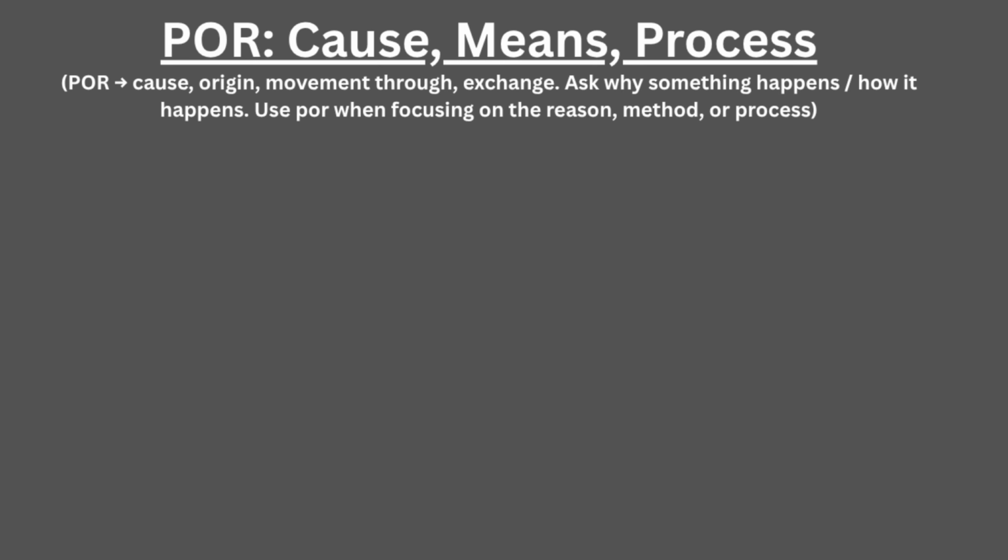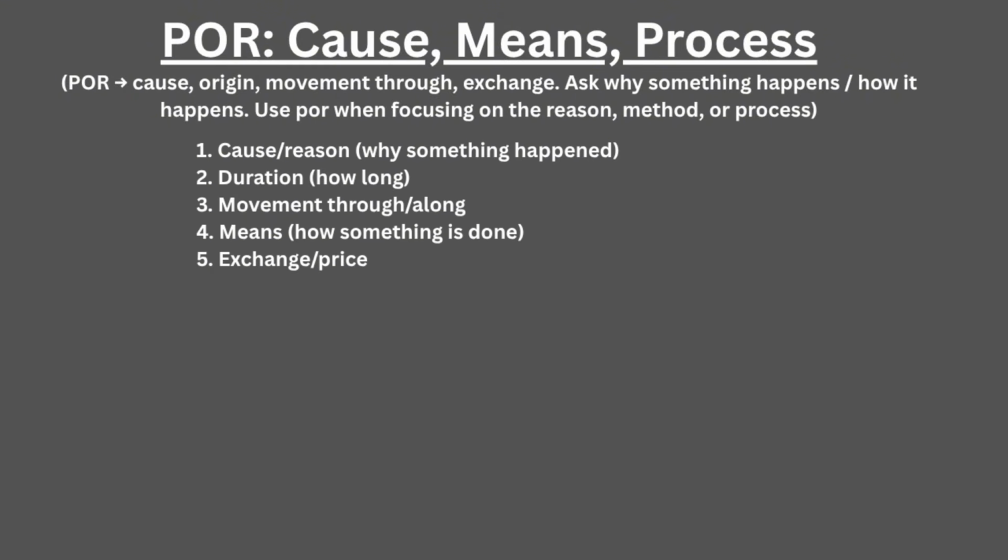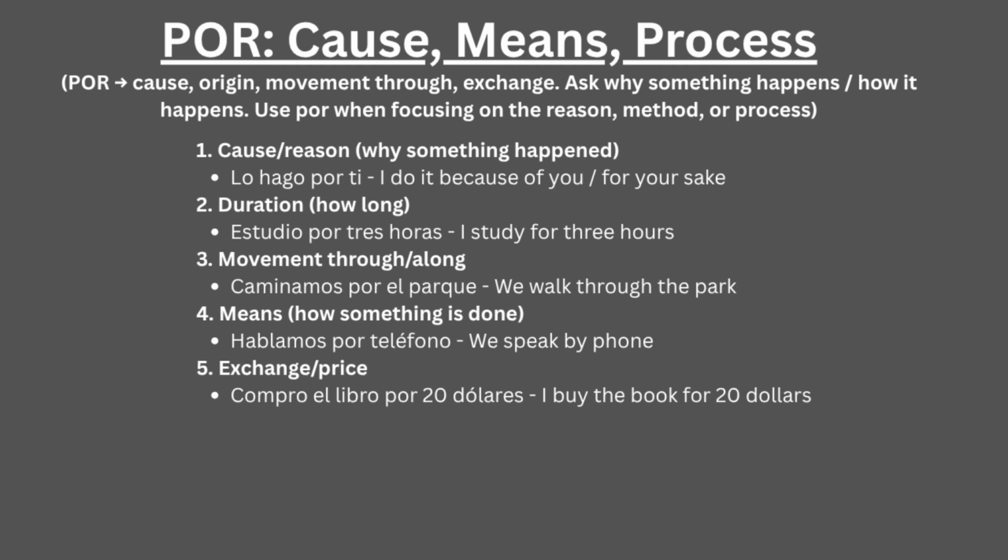Por is a preposition that's used for cause, origin, movement, and exchange. So we think of it as why something happens or how it happens. In other words, por is needed for cause, means, and process, and its most common uses are cause, duration, movement, means, and exchange, like in the following sentences. Lo hago por ti. Estudio por 3 horas. Caminamos por el parque. Hablamos por teléfono. Compro el libro por $20.